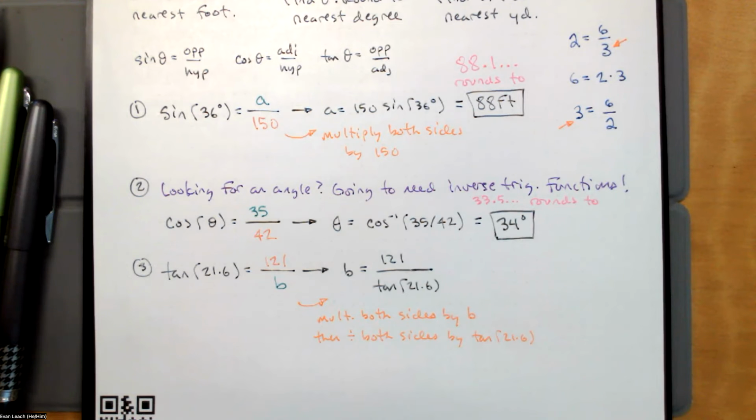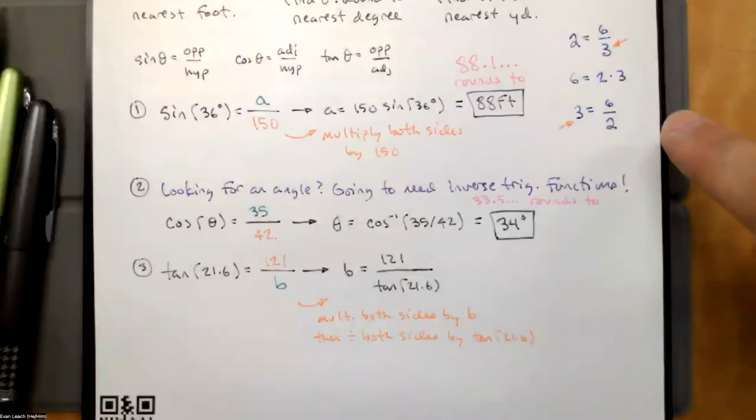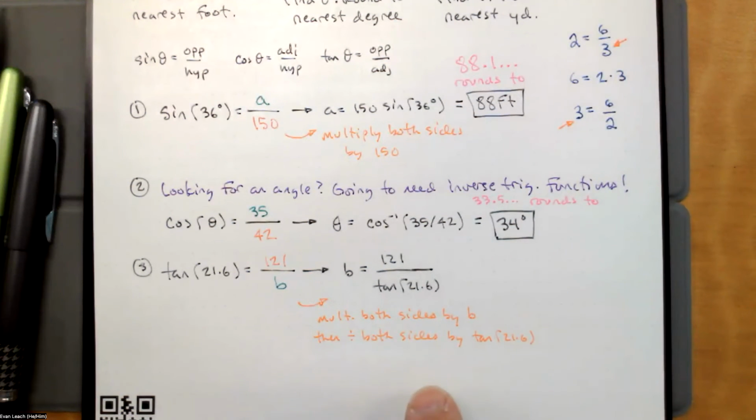The best thing to do is whatever occurs to you at the time. That's always best. If you're like, oh no, I don't like this rearranging business, I don't know what you're on about with that, I'm going to multiply both sides by B, then divide by the tangent of 21.6. Valid.